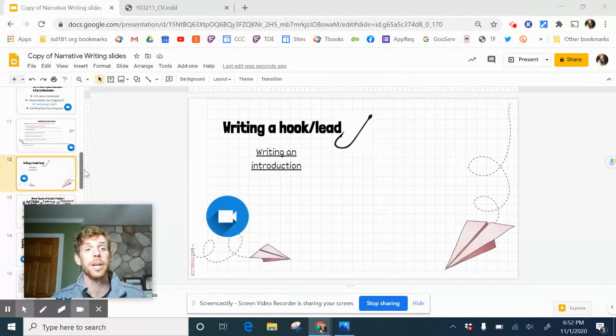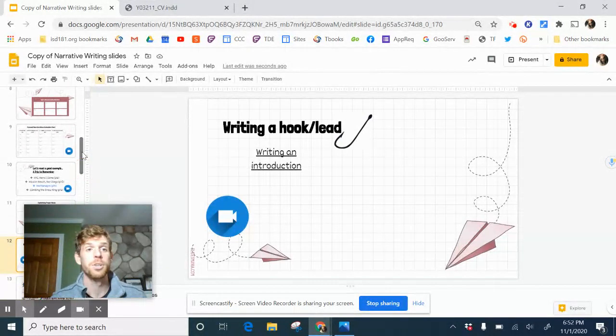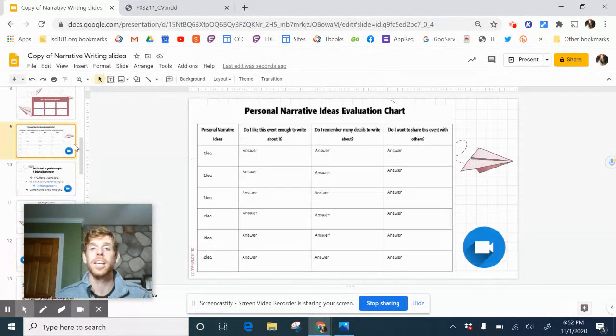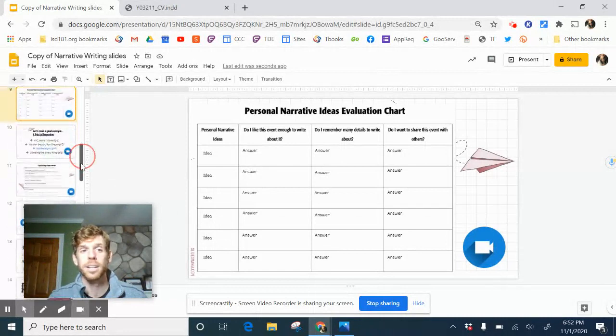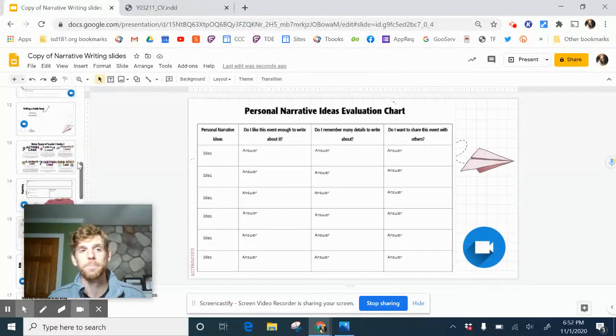So what I want you to do is think back to your ideas here. And I'd like you to start to narrow down and choose one, and you probably already have had an inkling of which one you like best anyways. So choose the personal narrative idea that you like. Now you can change this later on, but you're starting to narrow it down. So try to choose the one that you like best. So choose the event that you would like to write about.